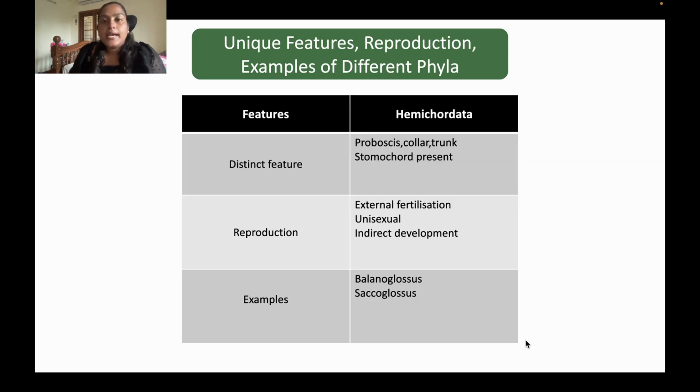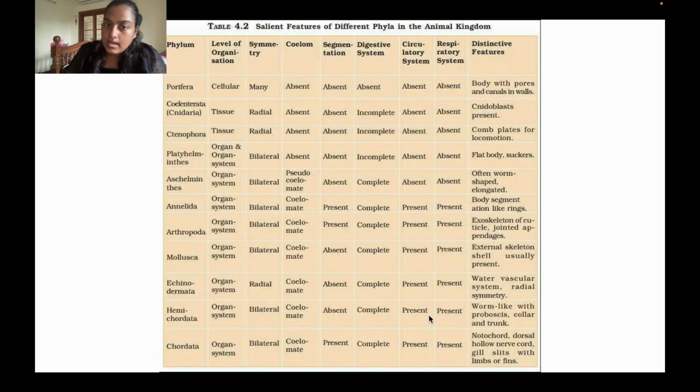And then finally, hemichordata. Yes, the distinctive features are that they have different parts: proboscis, collar, trunk, and stomochord is present. Although notochord is absent, they have stomochord present. Yeah. And reproduction through external fertilization, they are also unisexual, with indirect development. Very, very important. Examples are Balanoglossus and Saccoglossus. Yes, and I have put in the NCERT chart. NCERT is like the Bible, right? Yeah, so that is being put here.